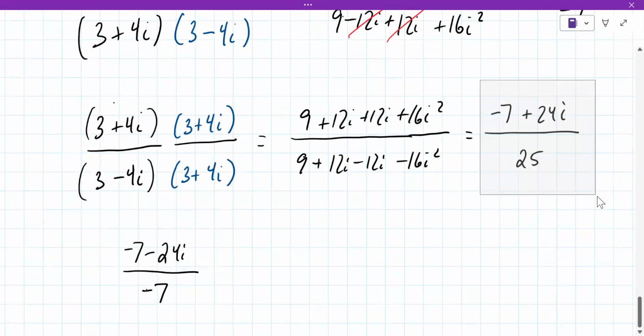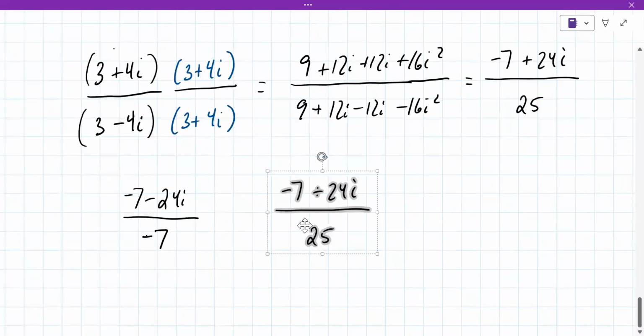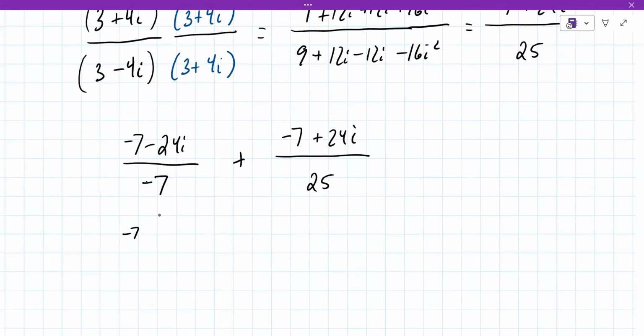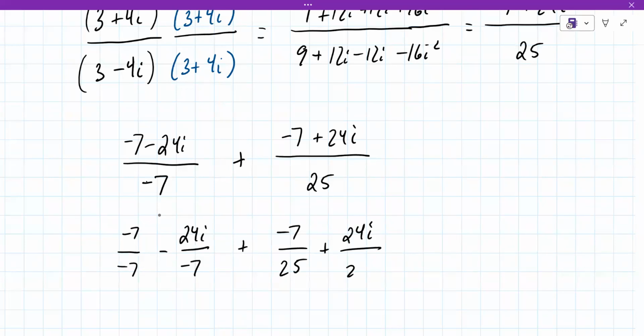All right, so we're going to add these together. Now on the left here and the right, we're going to divide both. So it's minus 7 over minus 7, minus 24i over minus 7, plus minus 7 over 25 plus 24i over 25. So just make sure, take a look at this. All I did was divide each of these by the bottom. Is that okay?